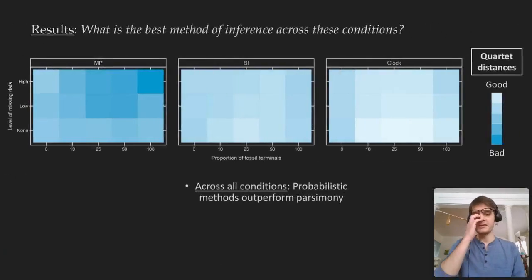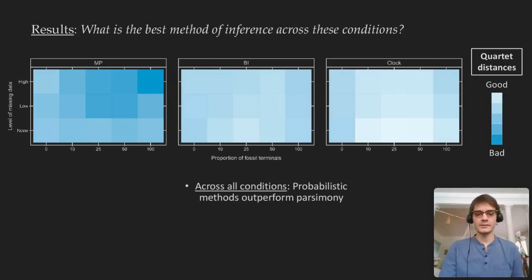So it's hard to get from this a sense of which model is actually outperforming the others. To do this, we relied on quartet distances. Here we're comparing the true tree and the inferred tree using a distance metric, which we chose to be quartet distances. What I'm showing you in the three boxes are the three methods of inference across the 15 conditions that we explored, 5 proportions of fossil terminals on the x-axis, and 3 levels of missing data on the y-axis. In white colors, I'm showing you short distances between inferred and true trees, that is good topologies. And in dark blue colors, large distances or bad results.